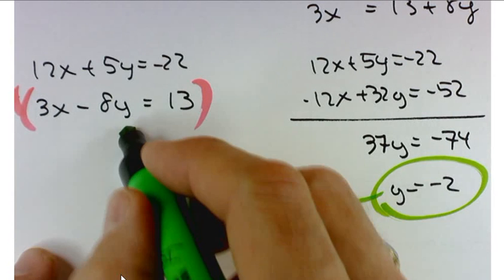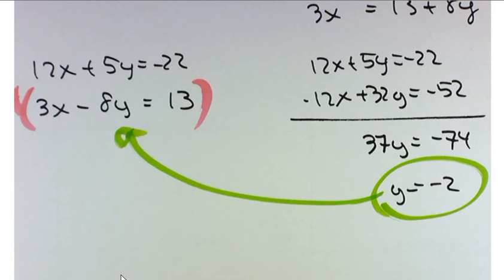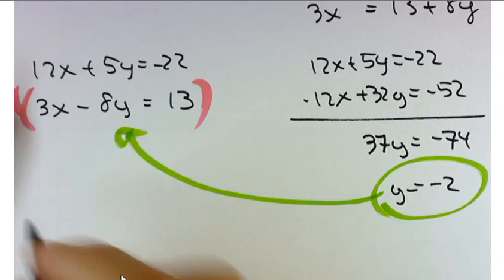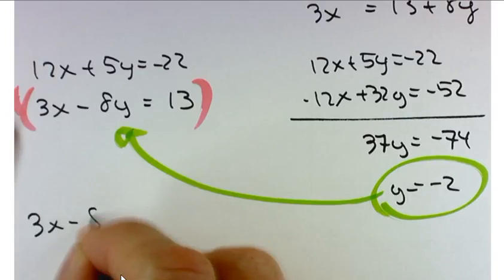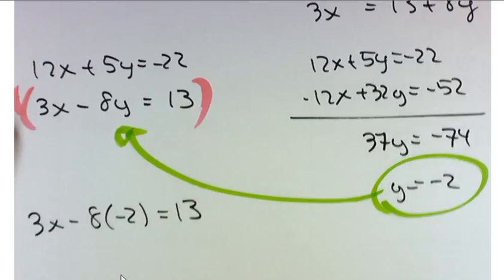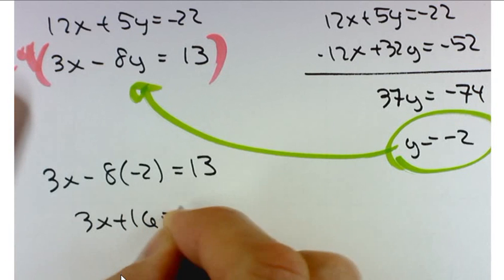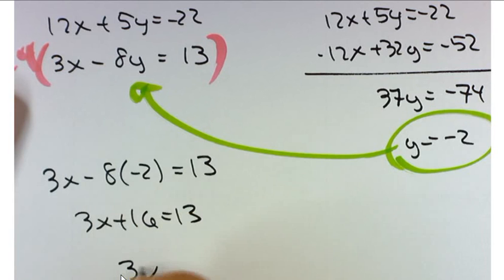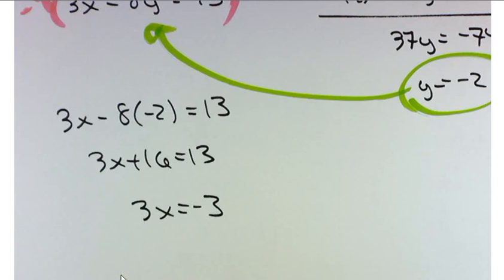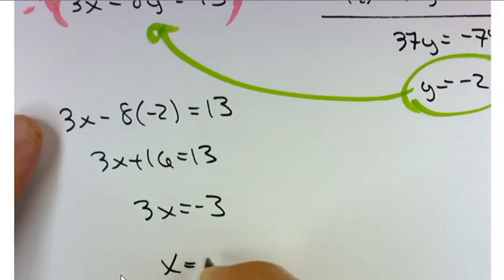3x minus 8 times negative 2 equals 13. So 3x plus 16 equals 13. Subtract 3 from both sides. Excuse me, subtract 16 from both sides and then divide by 3. X is negative 1. Consistent, independent.